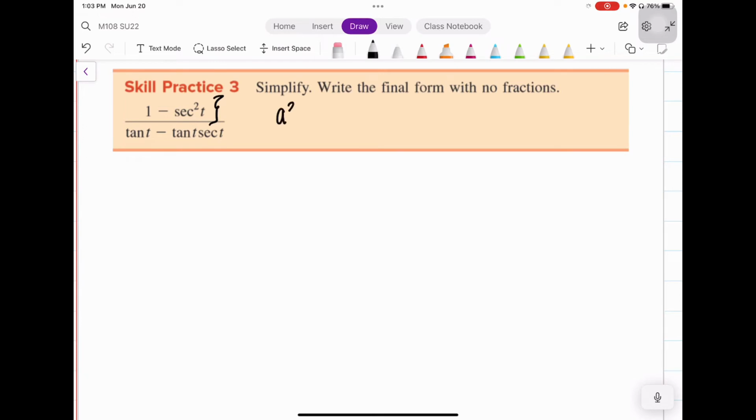If you recall from algebra, whenever you have two perfect squares separated by a subtraction sign, that is the same thing as their sum and their difference as single terms, not their squares. So it becomes (a plus b)(a minus b). So I have 1 is a perfect square, secant squared is a perfect square, separated by a subtraction sign. That becomes 1 plus secant t and 1 minus secant t.